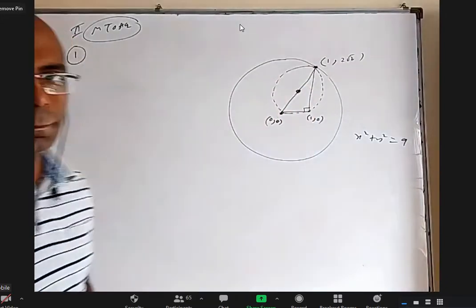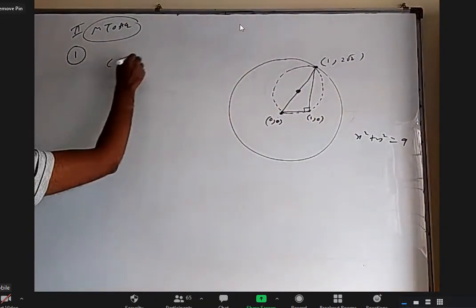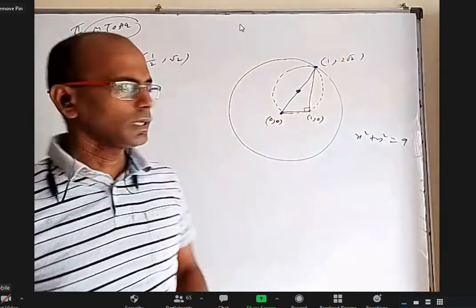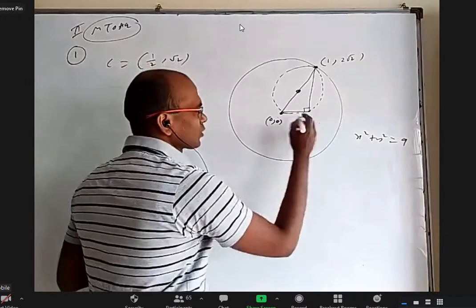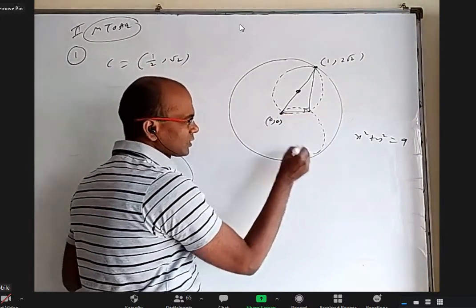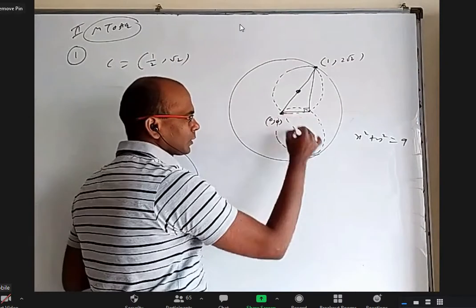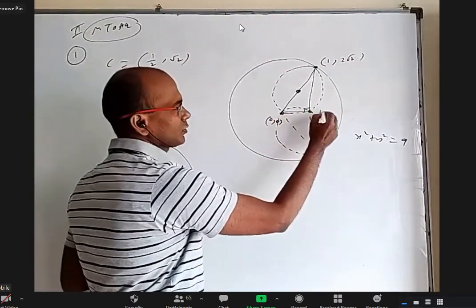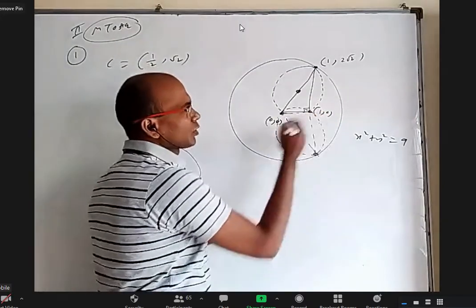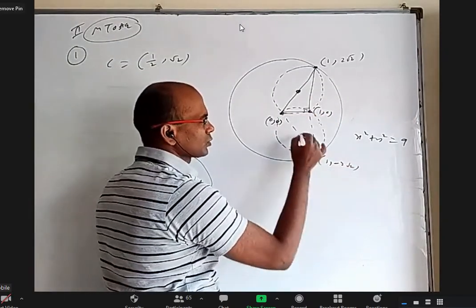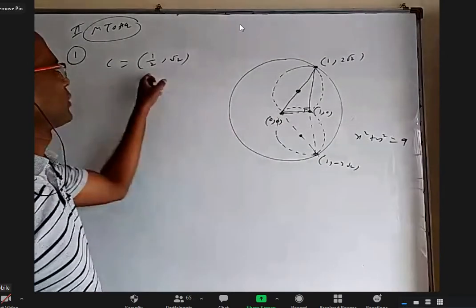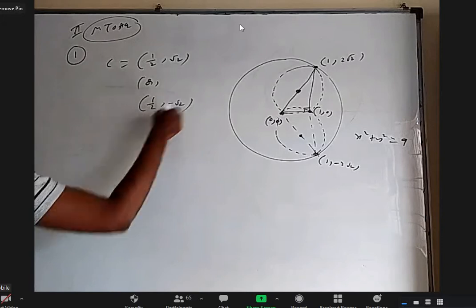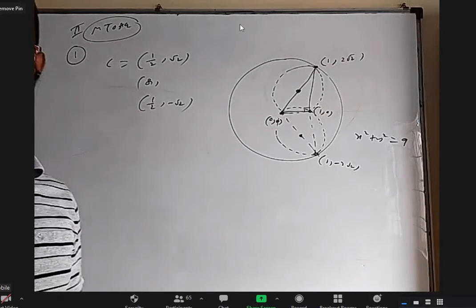What will the center be? 1/2, root 2. Half of this, half of this. There will be two answers because it is quite possible to have another circle like this, that is also passing through 0, 0 and 1, 0. But the circle is downward where this is 1, minus 2 root 2, and that center will be here. This will be 1/2, minus root 2. That's it, just from the figure.